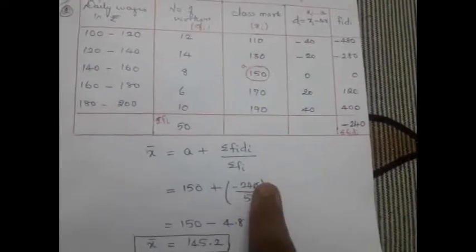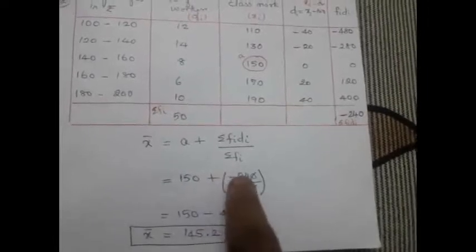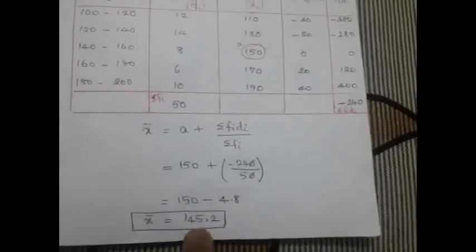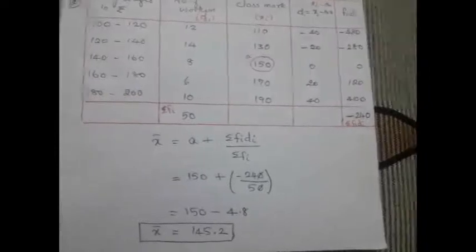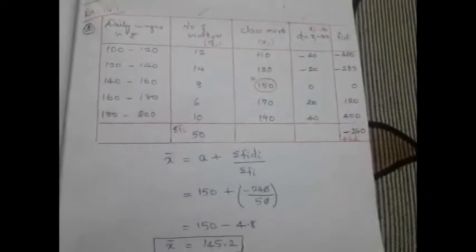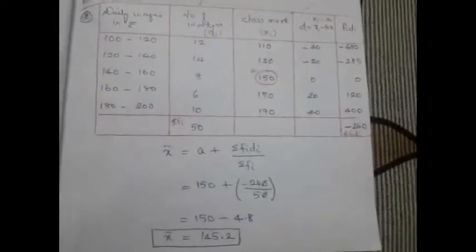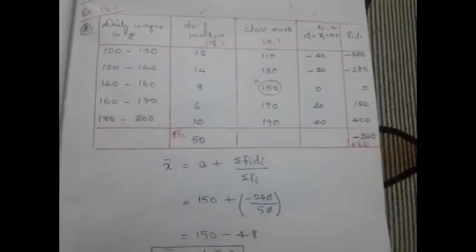0, 0 will get cancelled. 24 if I divide by 5, I will get minus 4.8. Plus into minus is minus. If we subtract, we are getting 145.2. This is our mean. Yes, hope you understood. This is assumed mean method.